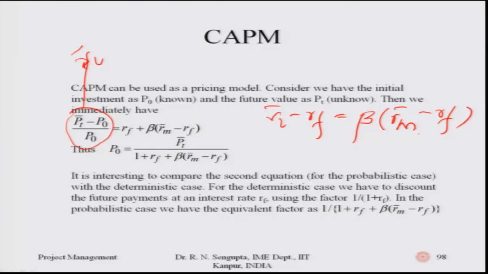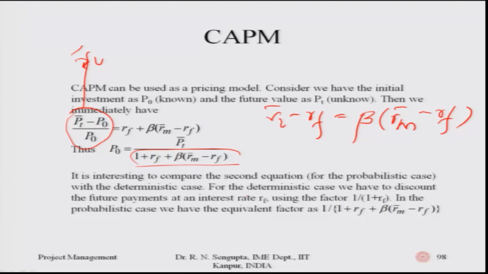this is exactly the model which you have already considered in the deterministic sense. So, P0 is given by P bar T, and the terms which come in the denominator basically give you some concept of discounted rate of return. It is interesting to compare the second equation for the probabilistic case with the deterministic one. For the deterministic case, we have to discount the future payment at an interest rate RF using the factor which is 1 plus RF, depending on the factor of discounting which you have.